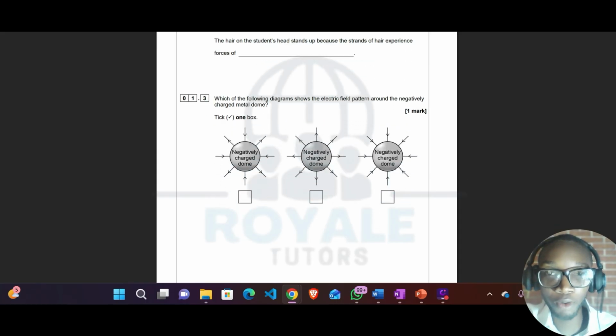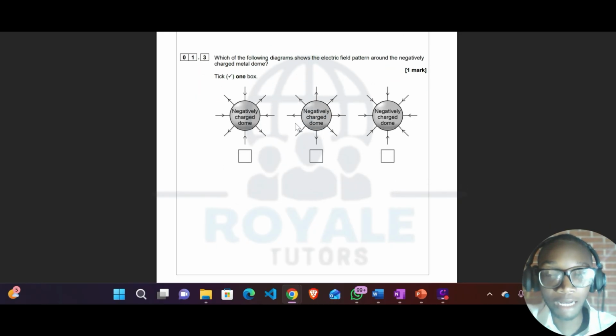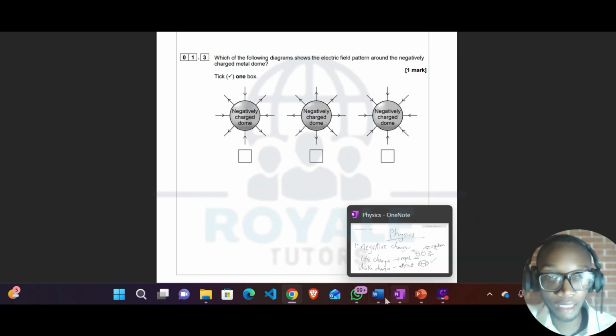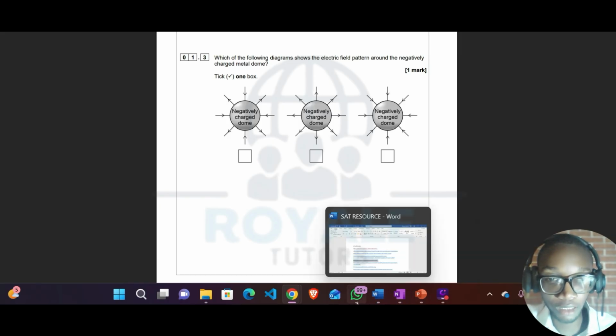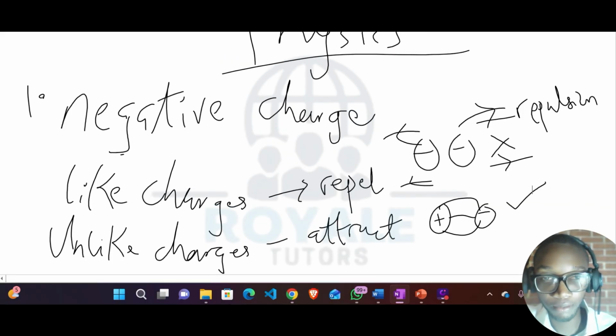So now we have another question here. It says, which of the following diagrams shows the electric field pattern of the negatively charged metal dome? Now, basically, when we talk about the negative charge, if we draw the lines of force on the negative charge, let's move forward again.